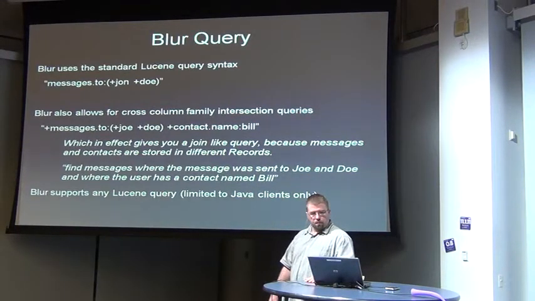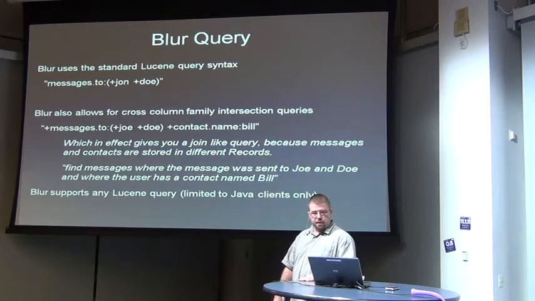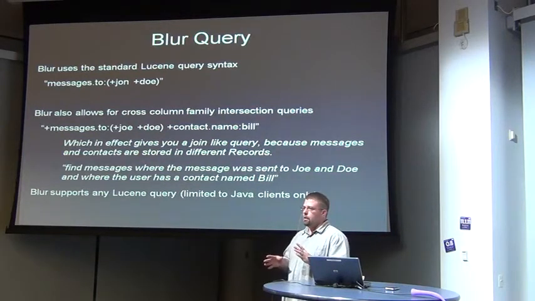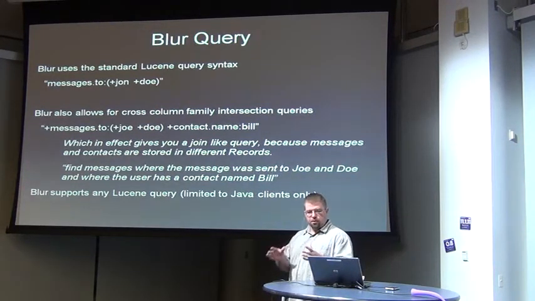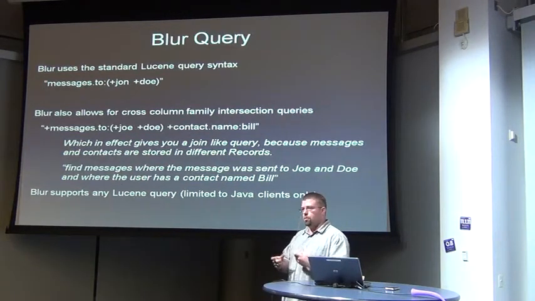So our syntax is basically Lucene query syntax, except that there's a twist and you can sort of get an inner join between column families, if you're thinking in relational data. If you want to find any given row that contains messages that have Joe and Doe in the to field and contact name of Bill, this will find all those rows that contain that information. And those two records, those two documents, are actually stored as two different documents, and so it will actually do the inner join and return only the results that are the intersection.